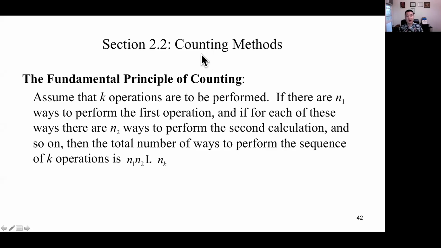Okay, everyone, let's get started. Today we're gonna discuss two very important sections. Section 2.2 is the counting method. It's very important and also very useful. We're gonna learn what is combination and what is so-called permutation. Section 2.3 is conditional probability. So we're gonna learn about this new concept.